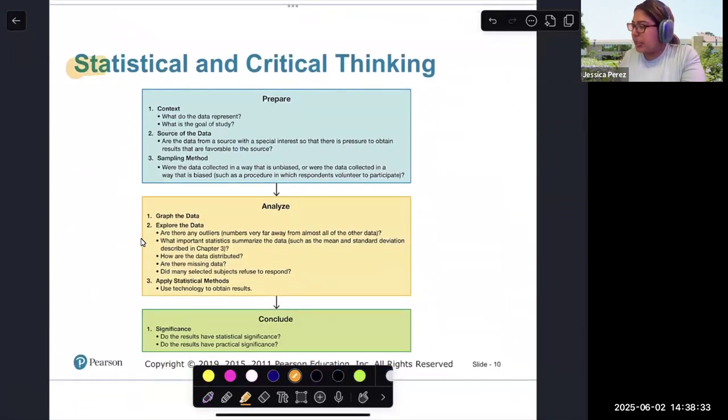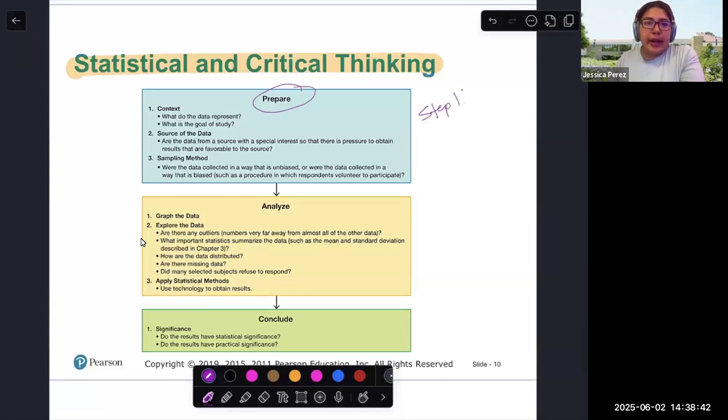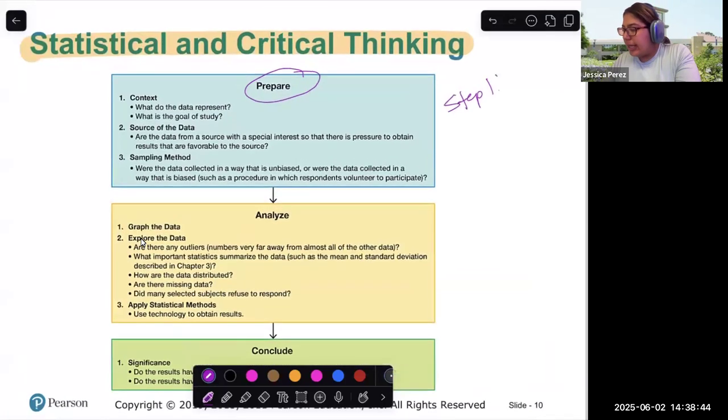So what is the procedure of statistical and critical thinking? What are the steps? Well, we have step one, which is to prepare. We have to prepare the data. So what data are we going to represent? What does the data represent? What is the study of the data? What is the source of the data? What type of sampling method are we going to look at? So we're going to look at what is an unbiased way or what is a biased way and what's the difference. We're going to look at that.